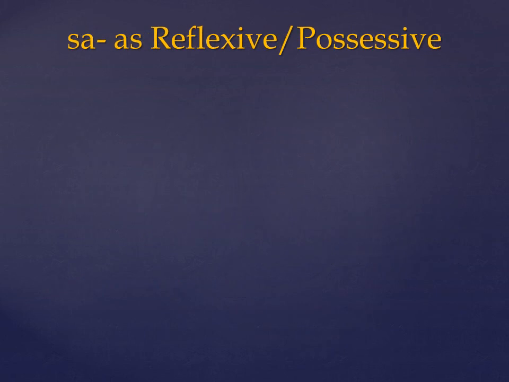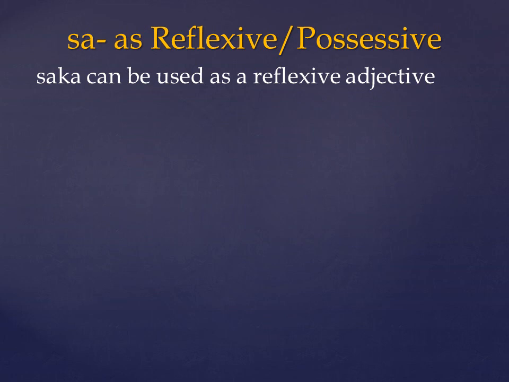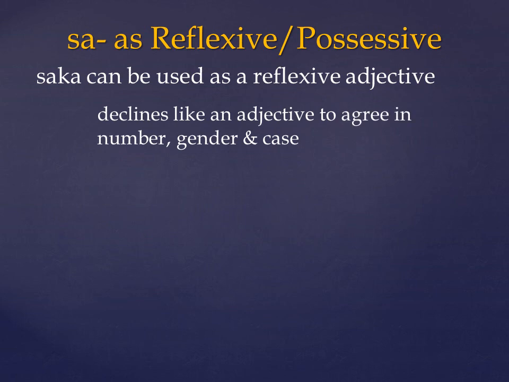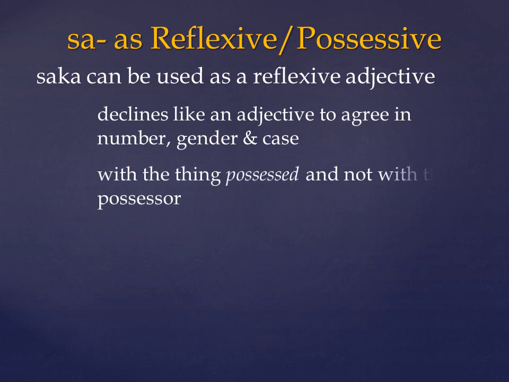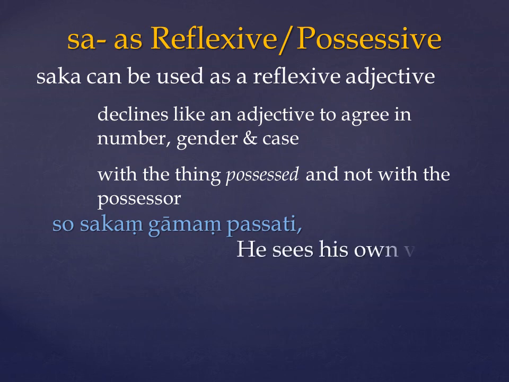As well as atta, there are some other Pali terms which can take a reflexive meaning. These are based on the stem sa. The adjective saka can be used in a reflexive way. Being an adjective, it declines to agree in number, gender and case with the noun it qualifies, which is the thing that is possessed. For instance, so sakaṃ gāmaṃ passati again means he sees his own village. Sakaṃ being an accusative case because gāmaṃ is an accusative case.